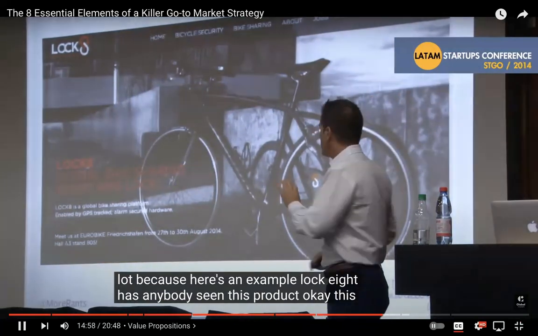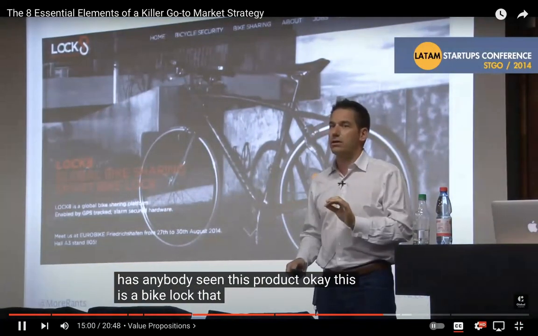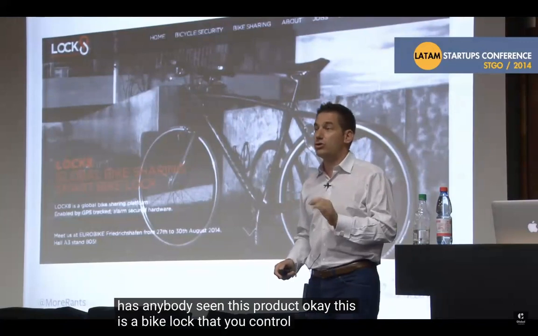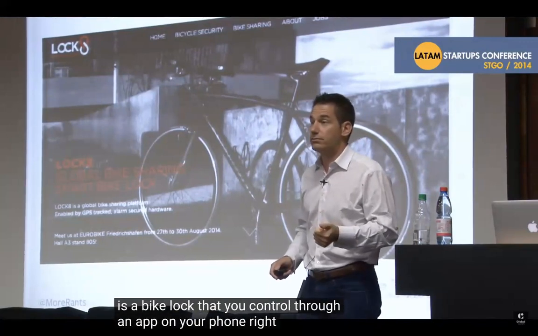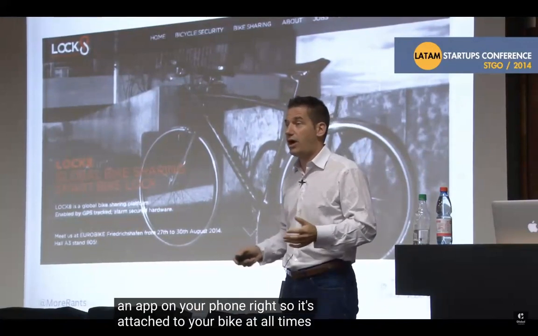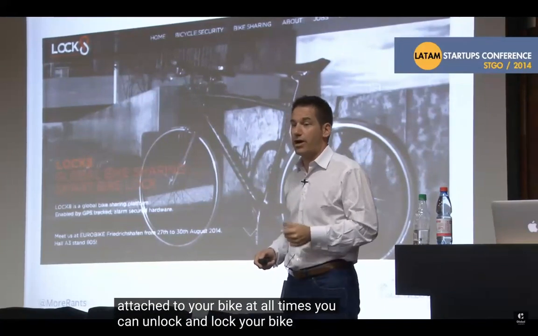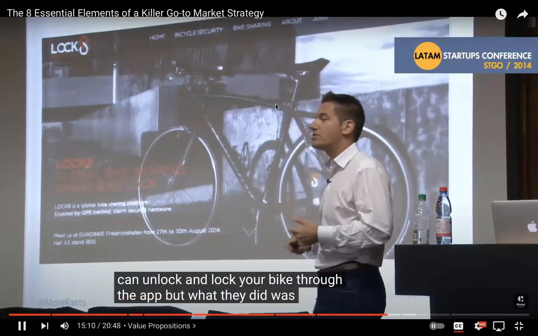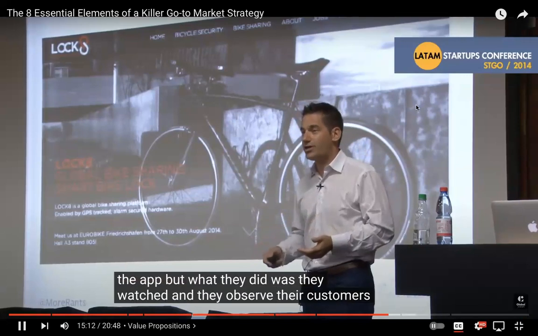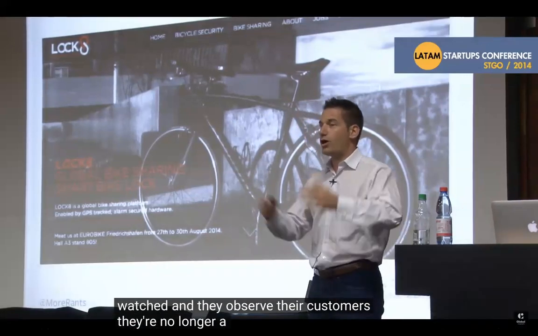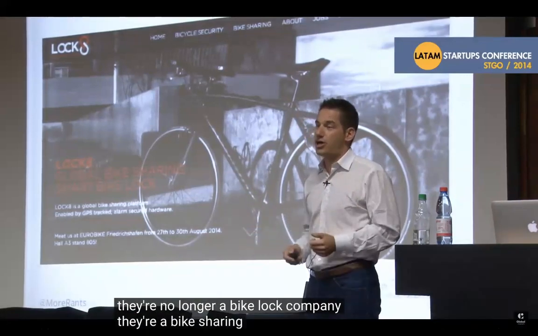Has anybody seen this product? This is a bike lock that you control through an app on your phone, right? So it's attached to your bike at all times. You can unlock and lock your bike through the app. But what they did was they watched and they observed their customers. They're no longer a bike lock company, they're a bike sharing company.